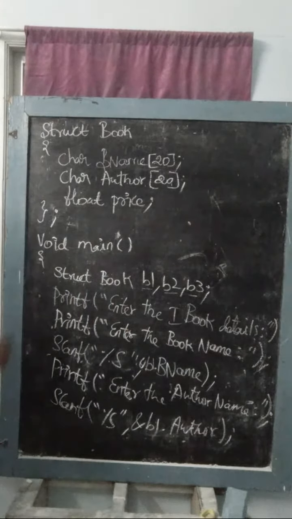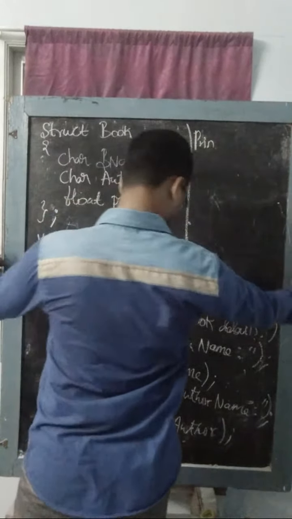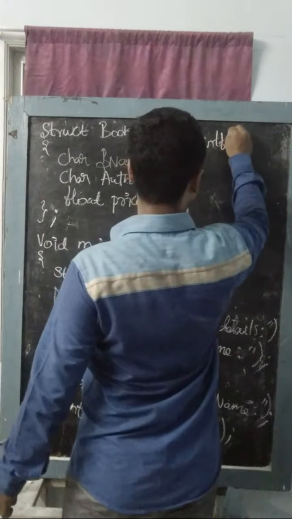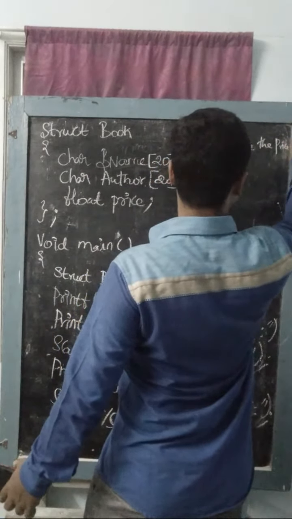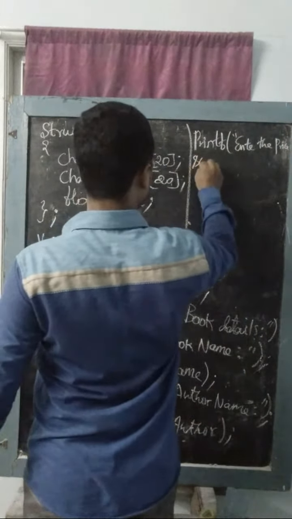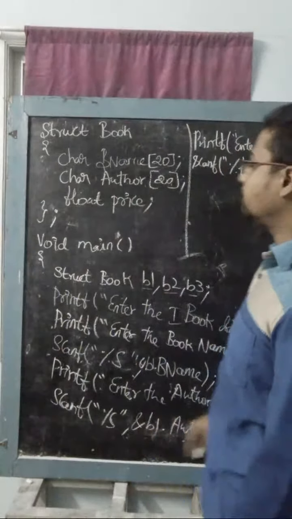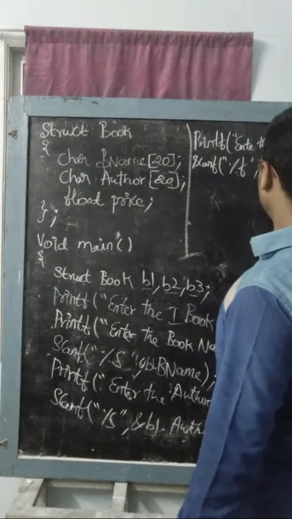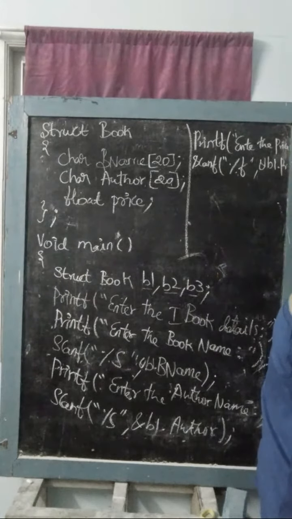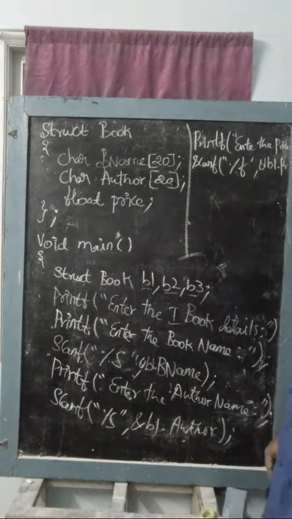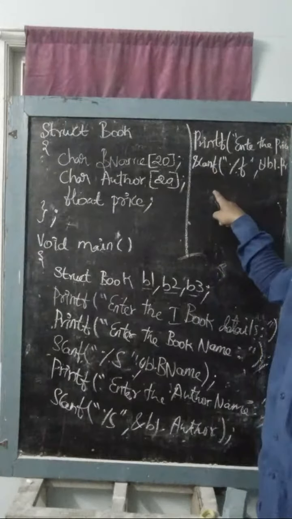What is the next thing? We need to get the price of the book. So printf, enter the price. So scanf. Price comes under the category of float, so we have to write %f, and then address of B1 dot price. We have to write like that. So how many details did we get? A single book's details we got from the user.